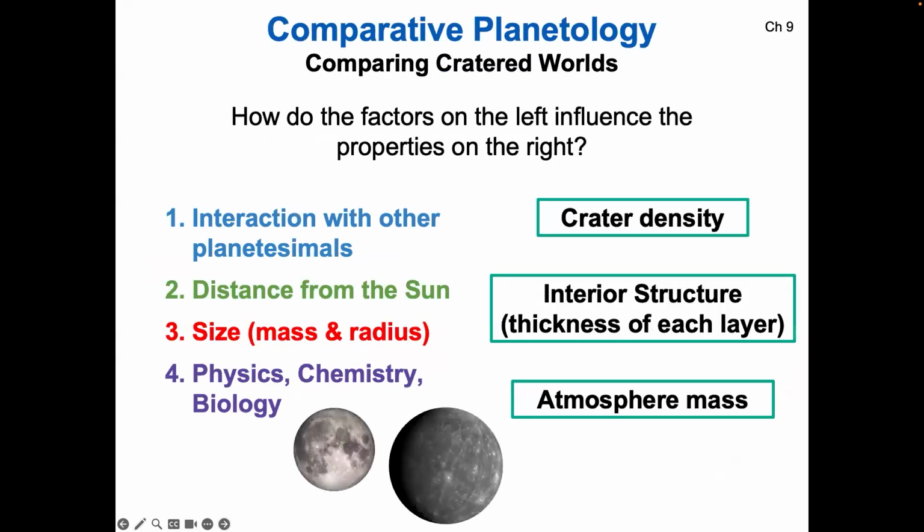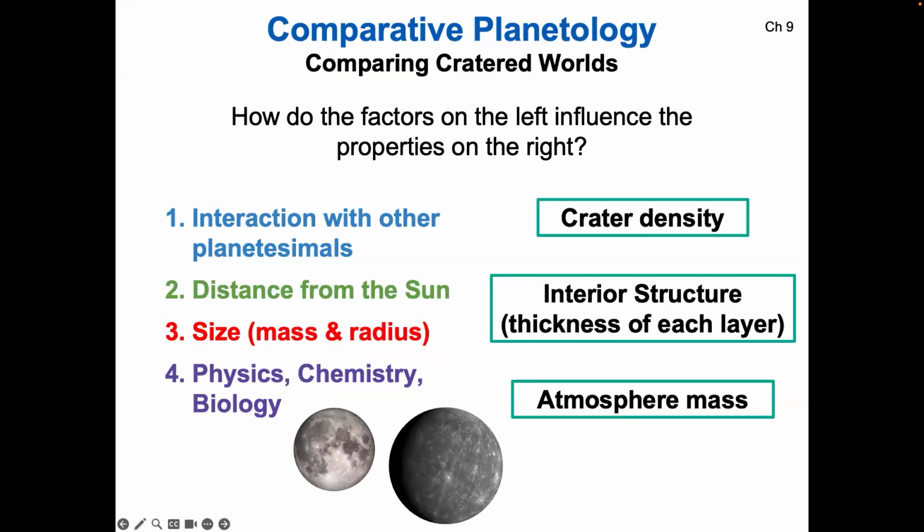What we can then also see is we can compare these two cratered worlds and think about how the factors on the left influence the properties on the right. So things like crater density, I listed as a way to compare worlds. You can think of the interior structure, so the thickness of each layer in this planet or this moon, and the atmospheric mass. Do these worlds have atmospheres? How much is that atmosphere?